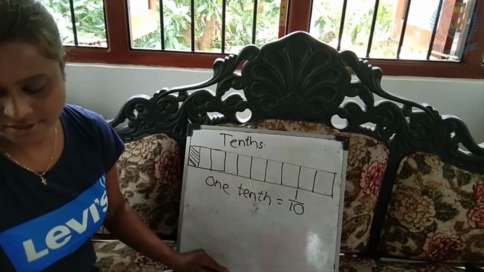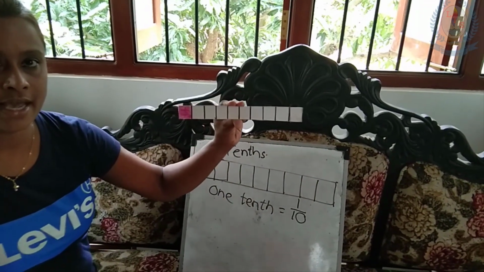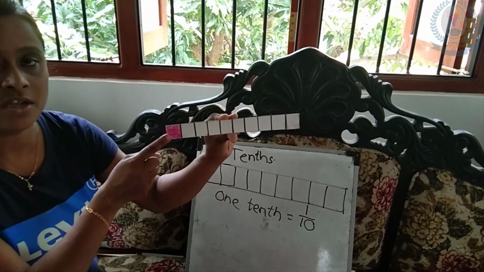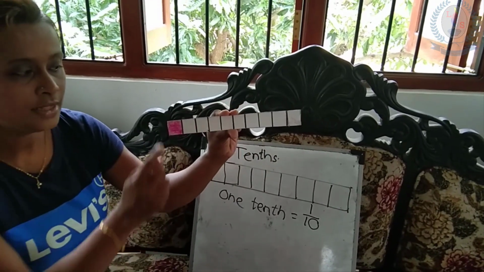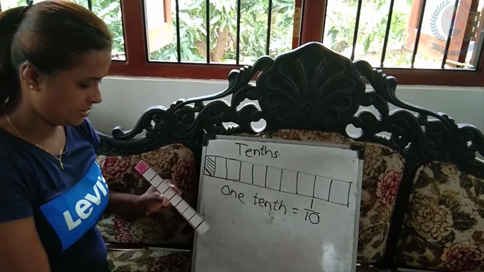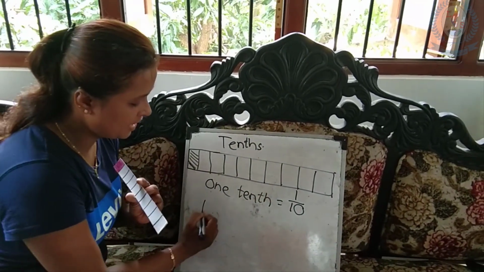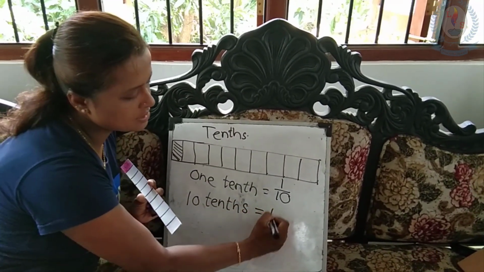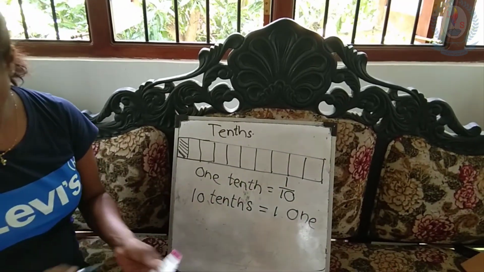I will show you it. This is the rectangular figure. It is divided into 10 equal parts and one part is colored. So we call this 1/10. There are 10 tenths in 1 whole. This picture we take as a whole 1. So we can write 10 tenths equals 1 whole. I can show this on a number line like this.